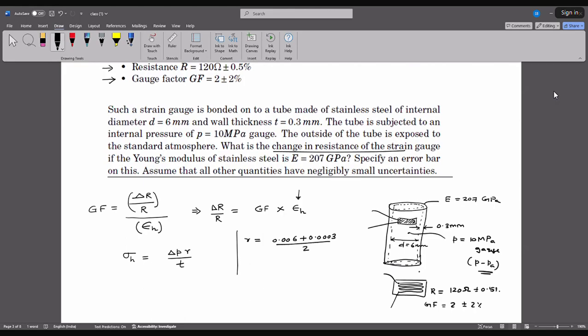divided by 2. So basically, since there is an internal radius and an external radius, it is taken somewhere at the middle across the thickness of the tube. So that is where this comes in. And basically you are finding R from the center to the middle of the thickness. So this will give you 0.00315 meter.